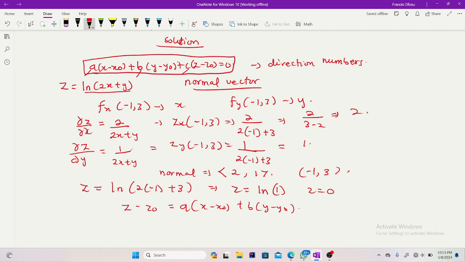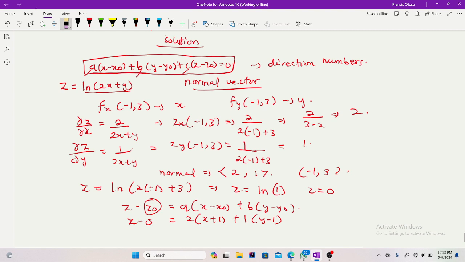Okay, so we have z minus z naught. Right now we know that our z naught becomes 0. Z naught is simply the known value, that is the value of z at the point where we want to find the tangent. So we get z minus 0 equal to a, which is the direction of x, given by the partial derivative at the point, and it gave us 2. So 2 multiplying x minus, our x naught is negative 1, so x minus minus is x plus 1. Plus our b is 1, which is the partial derivative at the point of y. So we get 1 multiplying y minus 3, sorry, y minus positive 3 for the y.